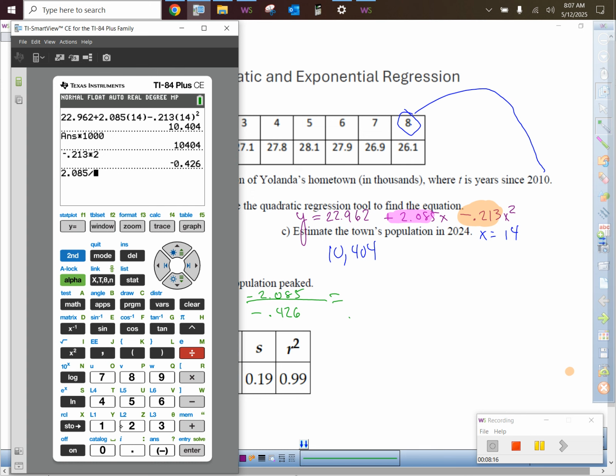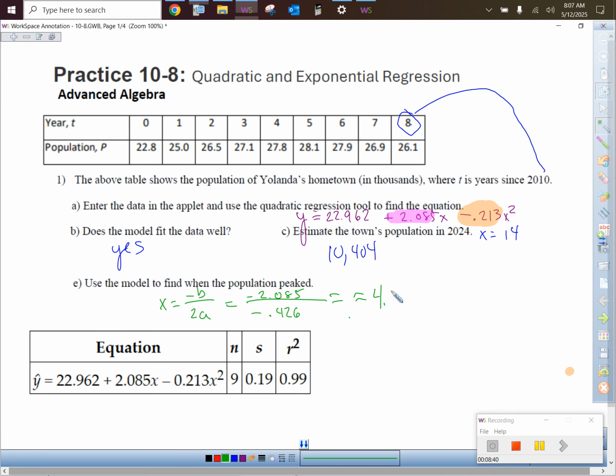2.085 divided by 0.426. I didn't do any negatives because I know a negative divided by a negative is a positive. So this is what I got. I'm going to round that to 1 decimal place. About 4 point what? 4.9.